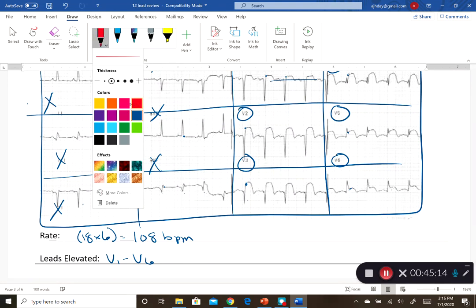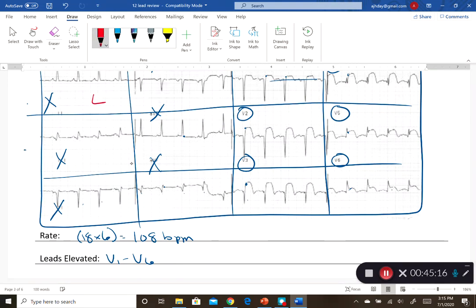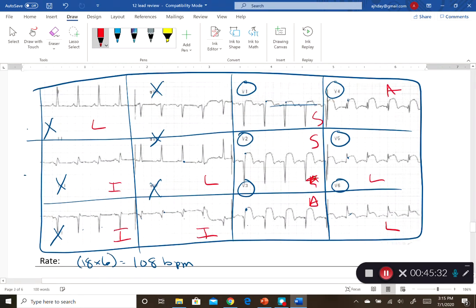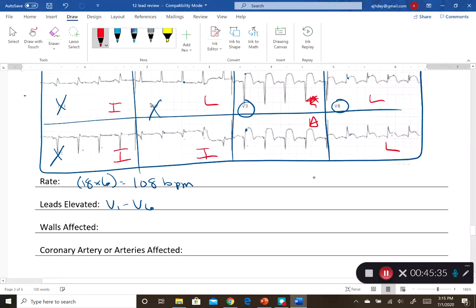Let's go ahead and label my walls. I have my lateral, and I have my inferior, my septal, and my anterior. Oops, that one moved. So what walls are affected? I have V1 through V6, so it is going to be my septal, my anterior, and my lateral, because I have at least 2 of my laterals, so that makes it 2 contiguous leads.